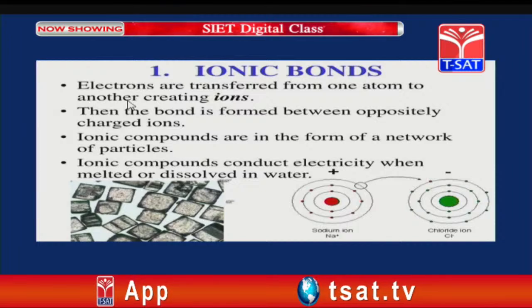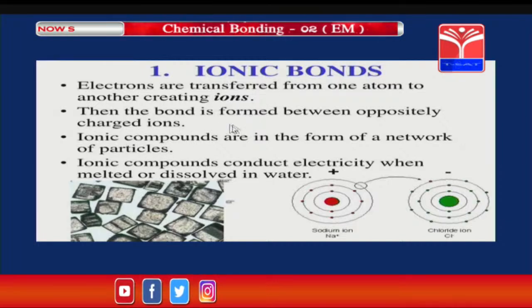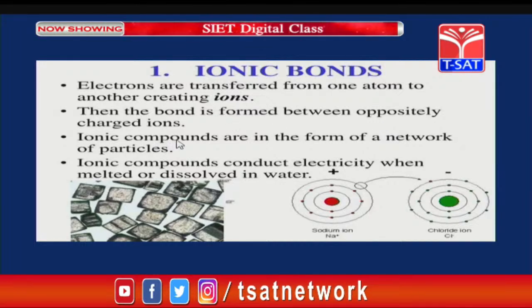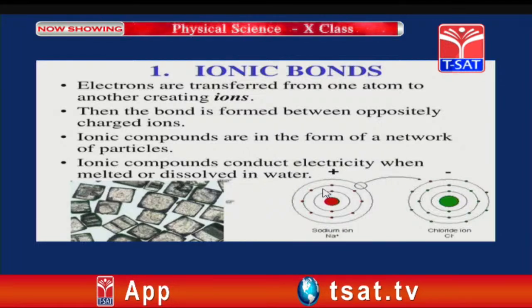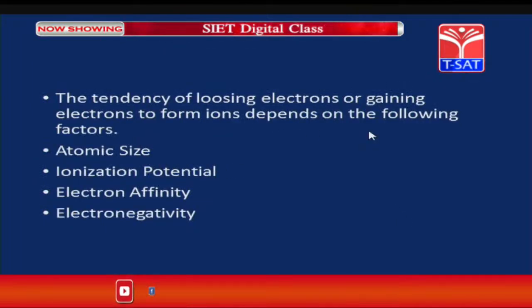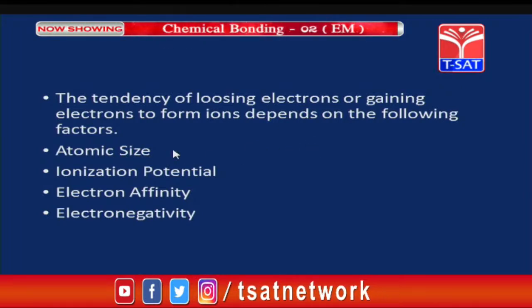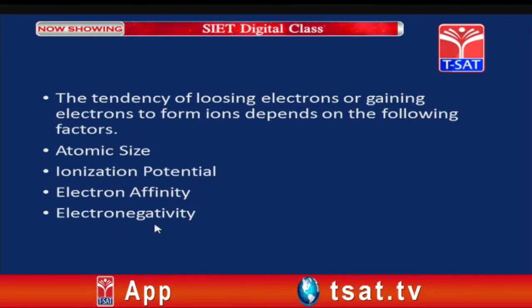So, children, in ionic bond, electrons are transferred from one atom to another creating ions. Then the bond which is formed between the oppositely charged ions is ionic bond. And ionic compounds conduct electricity when they are melted or dissolved in water. So, the tendency of losing electrons or gaining electrons to form ions depends on the following factors: atomic size, ionization potential, electron affinity and electronegativity.